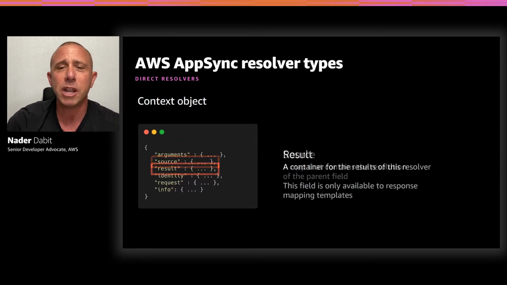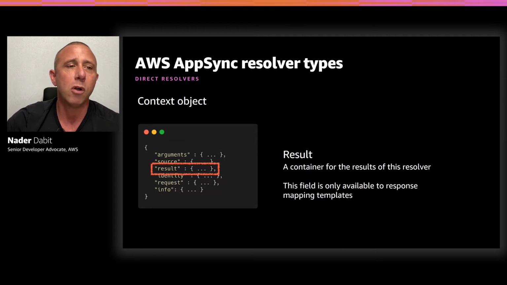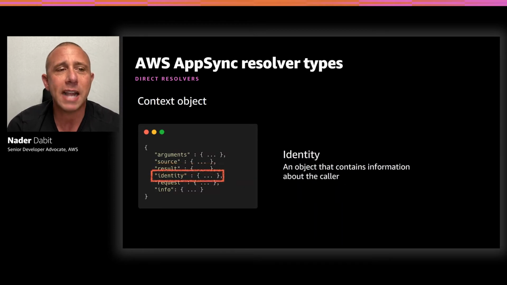The result is going to be only available in the response mapping template, because this is going to be the actual result of the operation. So when we're passing in the request, we're only going to have the first two and the last three. The result is only going to be available in the actual response. If we're making an authenticated request, we'll also have the identity populated.